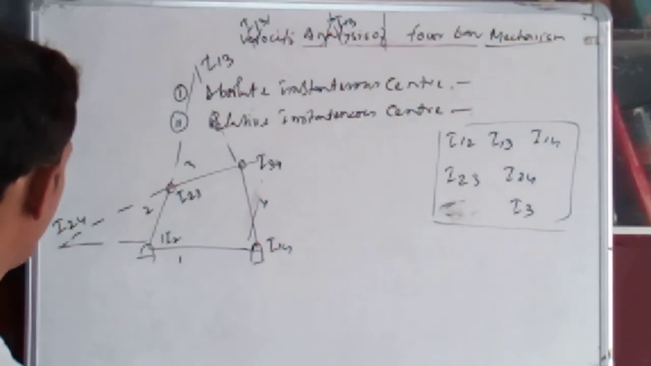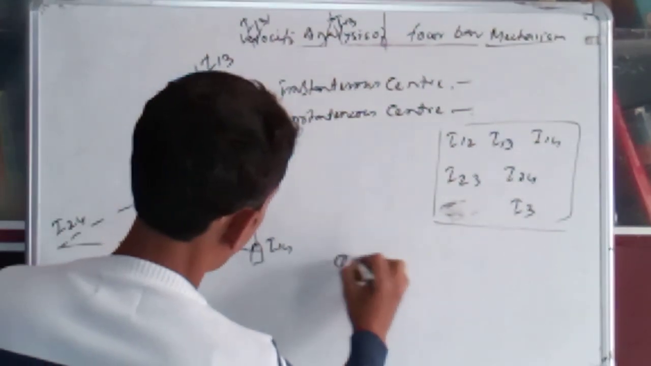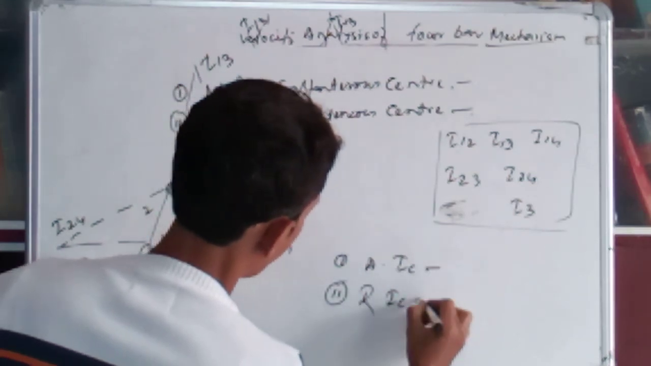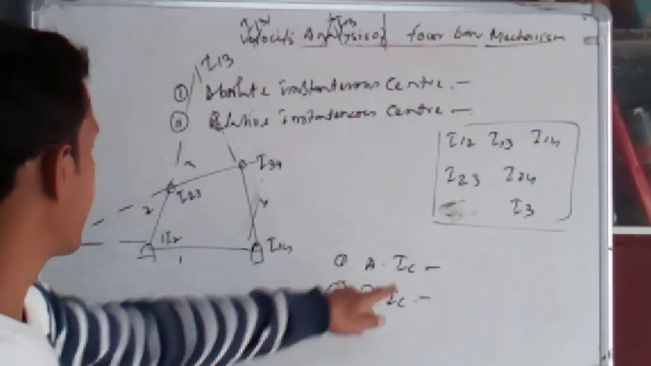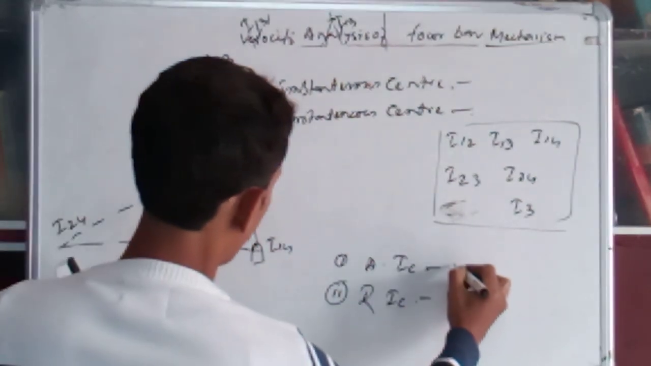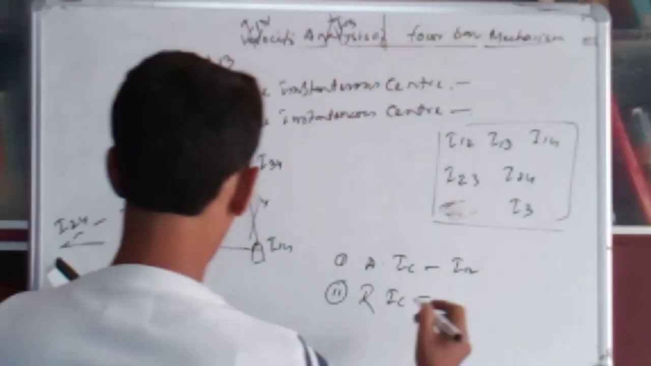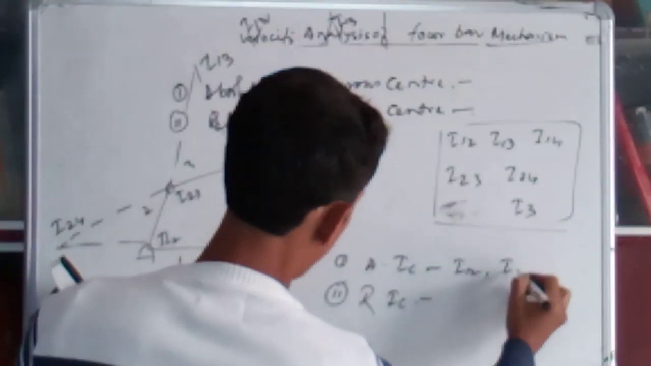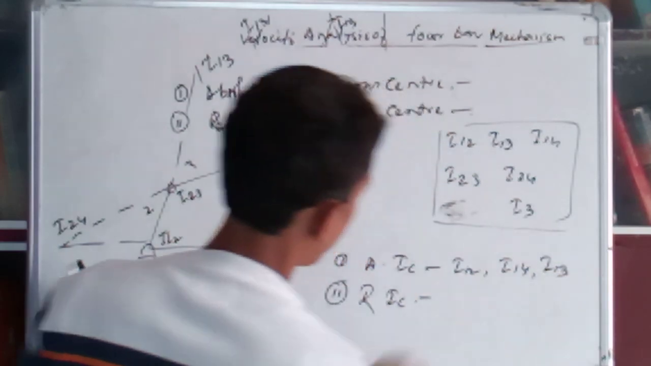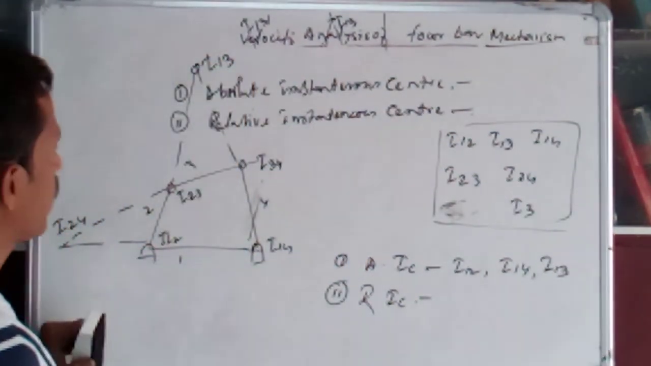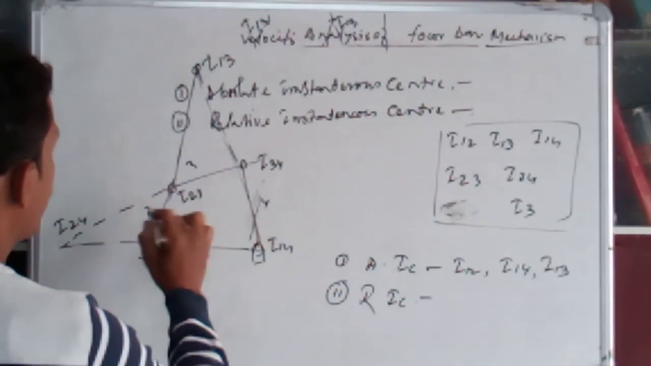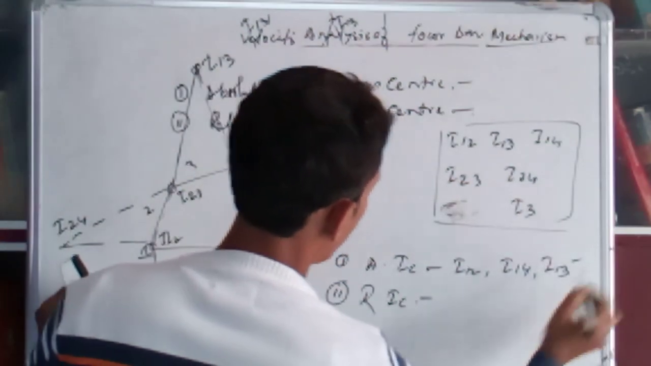Now you can see here that number 1 is the absolute instantaneous center, absolute IC, and number 2 is the relative IC. So the absolute instantaneous centers will be I12, I14, and another is I13. You can see the absolute instantaneous center is fixed with respect to another link. Okay, so that is the absolute instantaneous center.